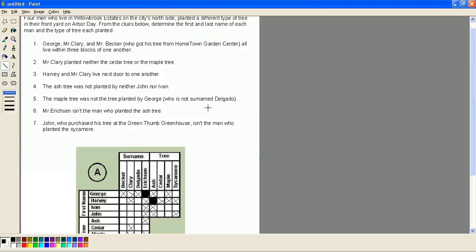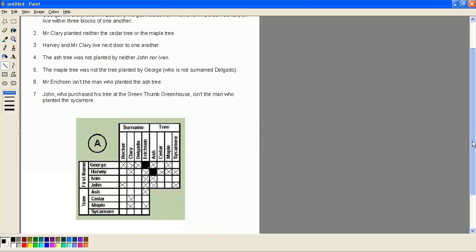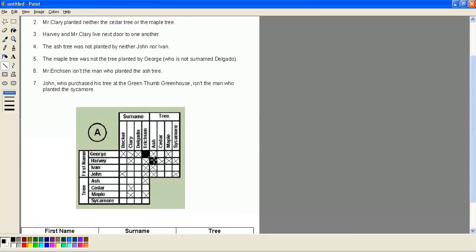The first thing I can notice is that John bought his tree at the Green Thumb Greenhouse and Mr. Becker bought his tree at the Hometown Garden Center. So those 2 cannot be the same person. So John and Mr. Becker cannot be the same person. The next thing I can notice is that Harvey planted the ash tree. And Harvey is not Mr. Clary, so Mr. Clary could not have planted the ash tree. If Harvey planted the ash tree, and Harvey is not Mr. Clary, Clary can't plant the ash tree. That means that Mr. Clary must have planted the sycamore tree.